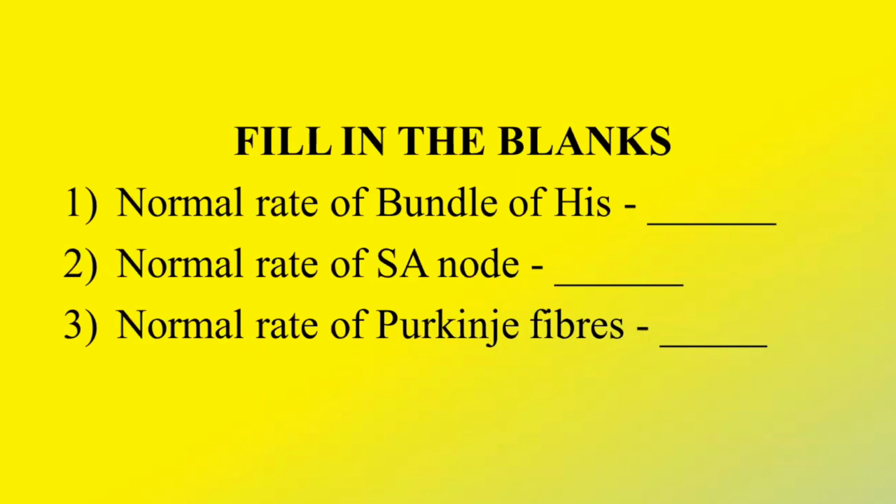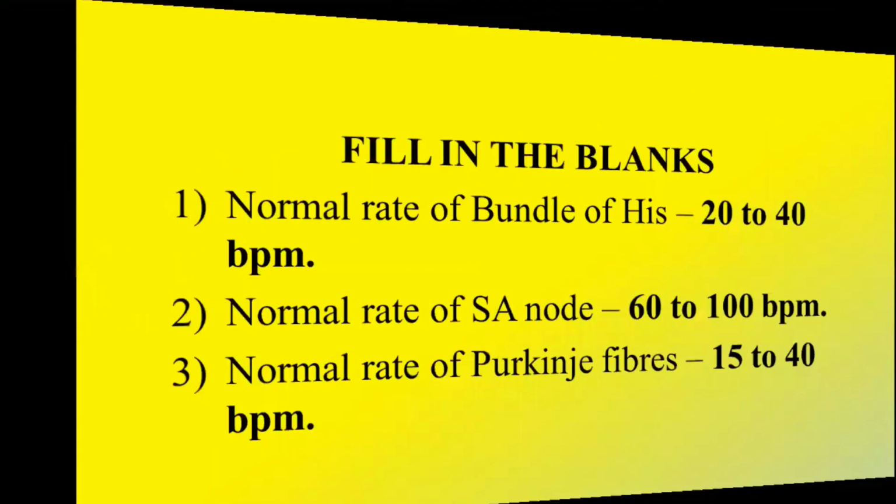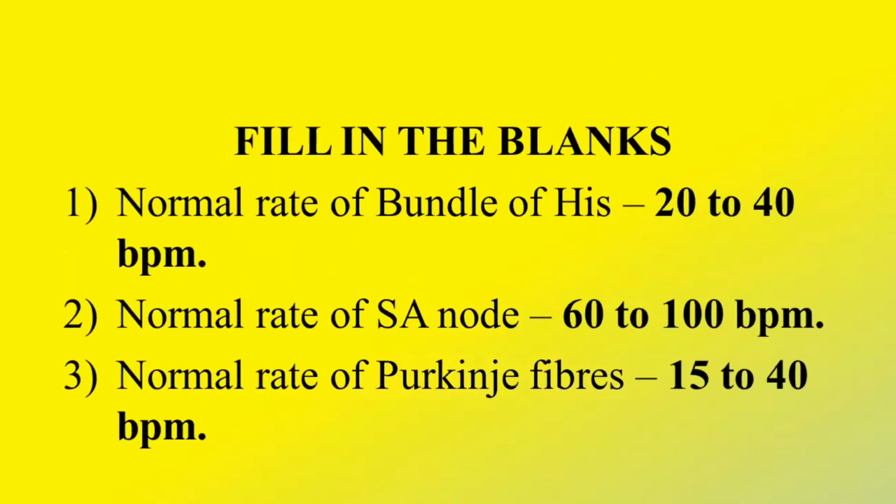Okay, going to the answer session. Normal rate of bundle of His is about 20 to 40 beats per minute, and normal rate of sinoatrial node is 60 to 100 beats per minute. Normal rate of Purkinje fibers is 15 to 40 beats per minute.